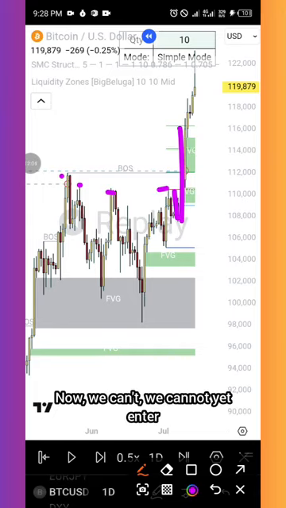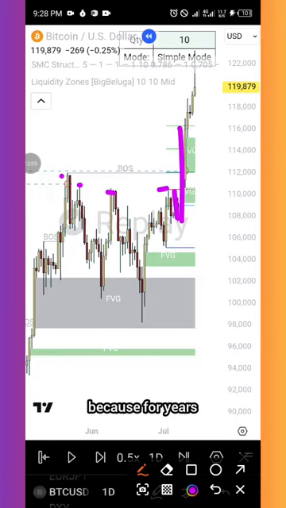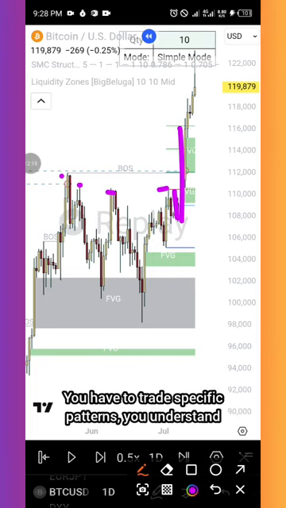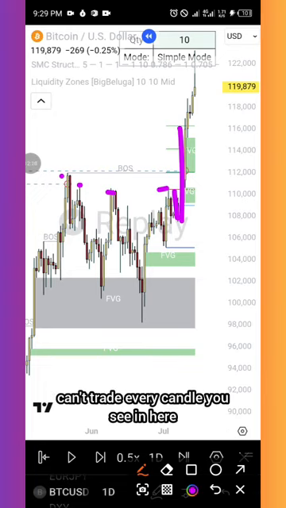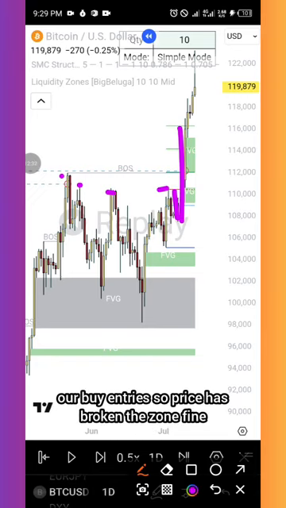Now we cannot yet enter, because for years we have waited, we have taken long, and it's time to do the waiting. First, you have to trade strategies. You have to trade specific patterns. You understand? You can't trade everything. You can't trade every candle you see in here. So you have to trade certain patterns, and we are trading break of structures. So we are waiting for price to come back and retest this zone. Then we enter buy entries.